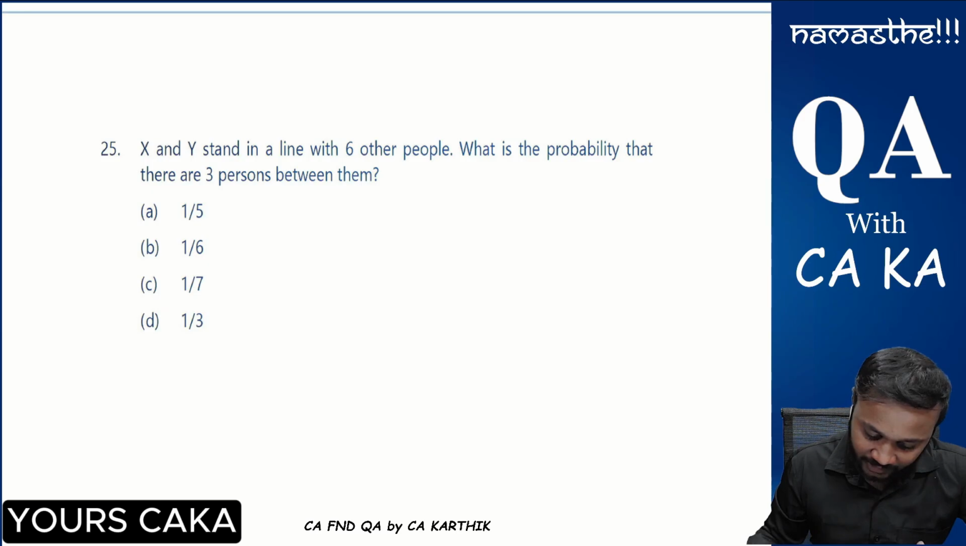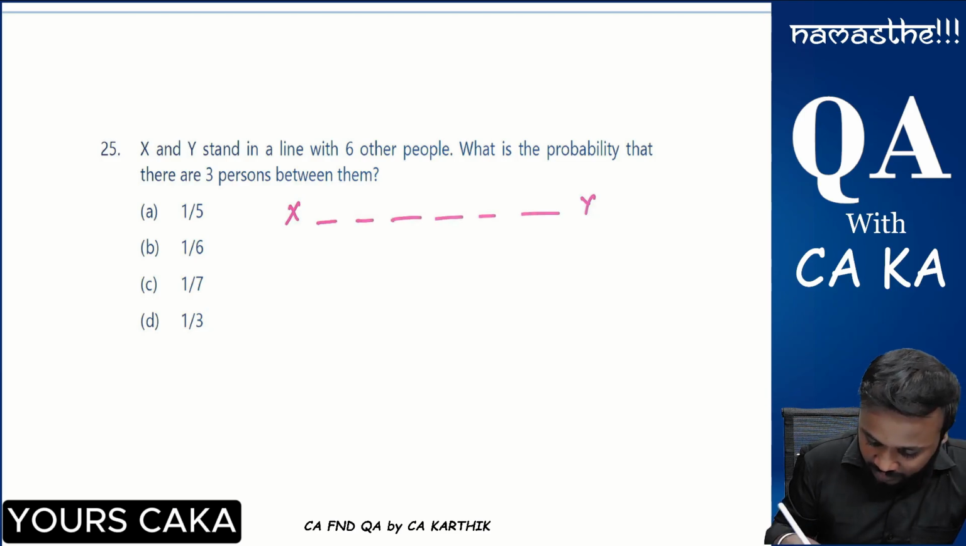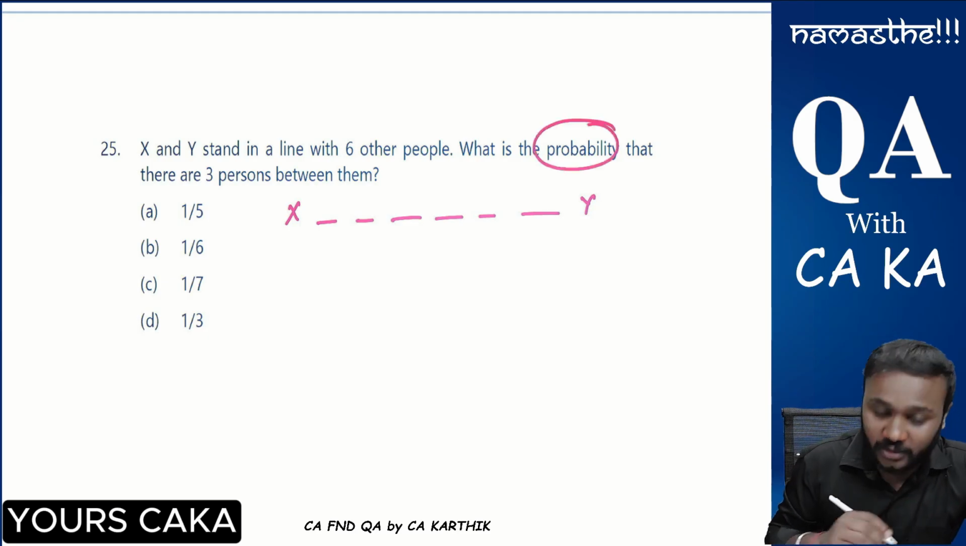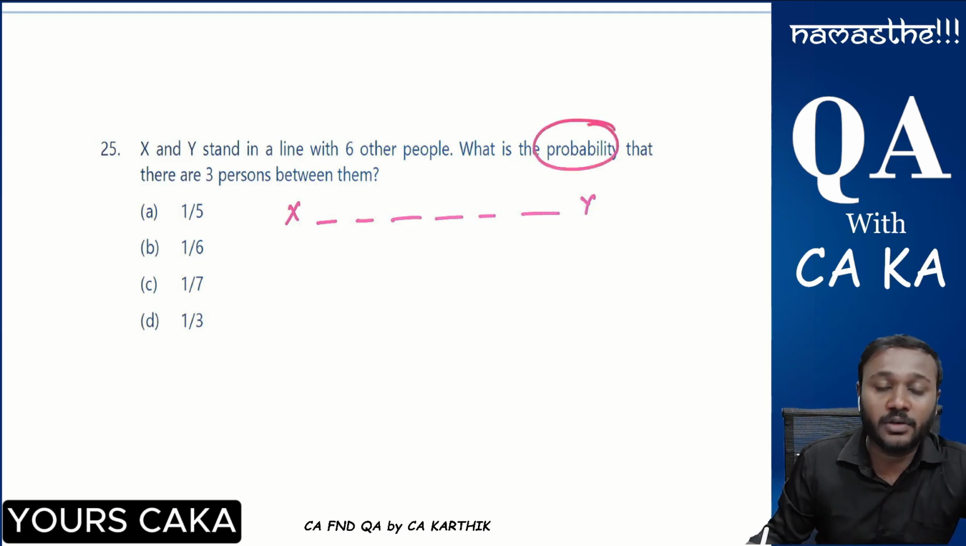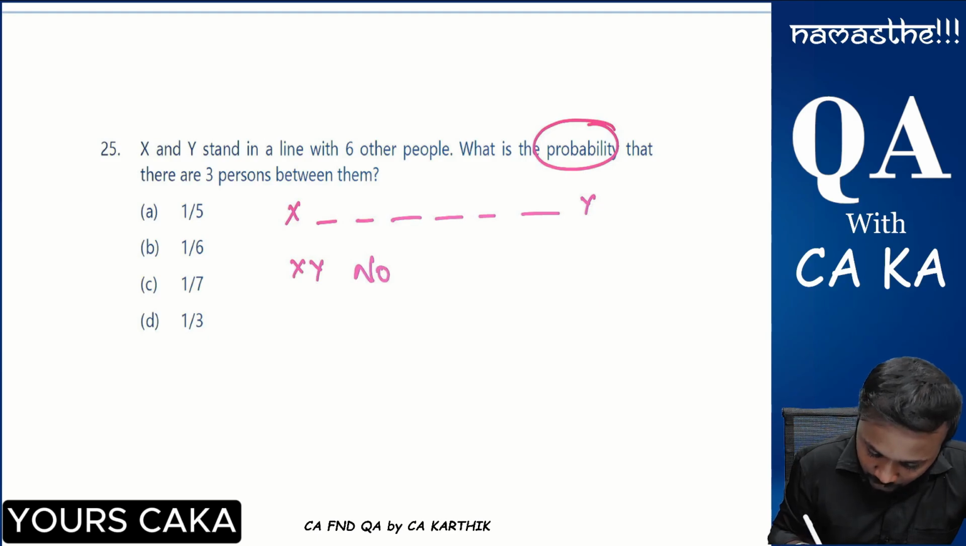X and Y stand in a line with 6 other people. What is the probability that there are 3 persons between them? So they're X and Y, and 1, 2, 3, 4, 5, 6, there are all 6 people. Now, the question is about probability. In a question of probability, first you need to find out all the possibilities. First case, X and Y with no people in between them. This is one chance.